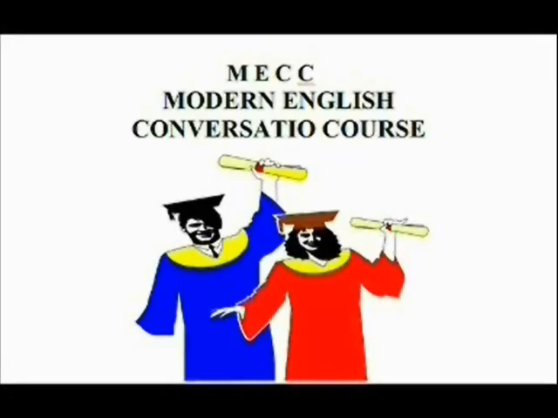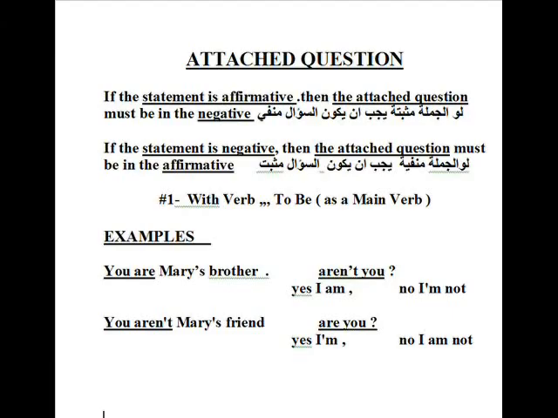MECC Modern English course. Today we will talk about attached questions. If the sentence is affirmative, then the attached question must be in the negative. We have the opposite. If the first one is negative, the question must be in the affirmative.